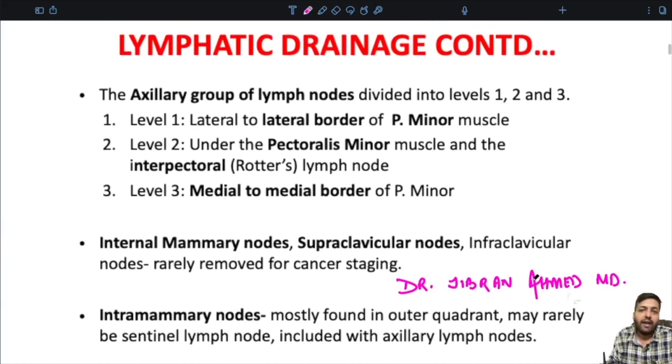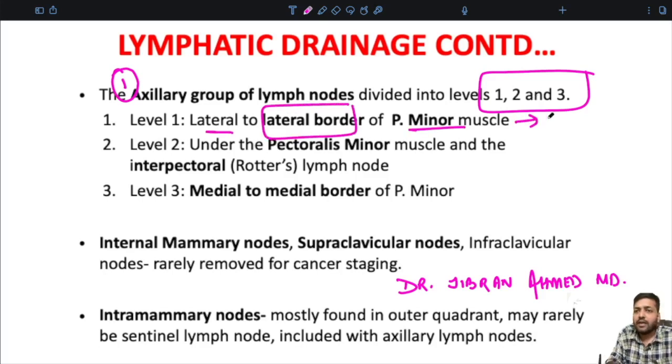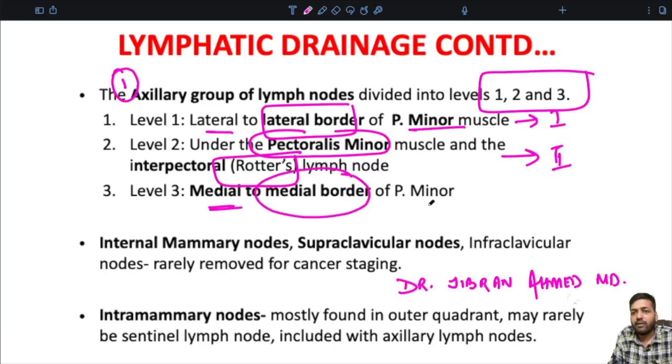Now discussing the lymphatic drainage of the breast. What are the important groups of lymph nodes? The first very important group is the axillary group of lymph nodes, which is divided into three levels: level 1, 2 and 3. Those lymph nodes lying lateral to the lateral border of the pectoralis minor are level 1 lymph nodes. Level 2 lies under the pectoralis minor muscle. Also the interpectoral lymph nodes, that is the Rotter's lymph nodes, constitute level 2 axillary lymph nodes. Lastly, the third group lies medial to the medial border of the pectoralis minor, forming the level 3 axillary group of lymph nodes.